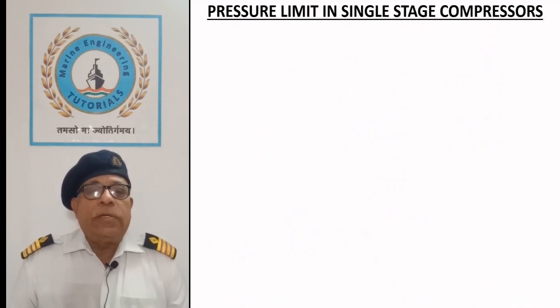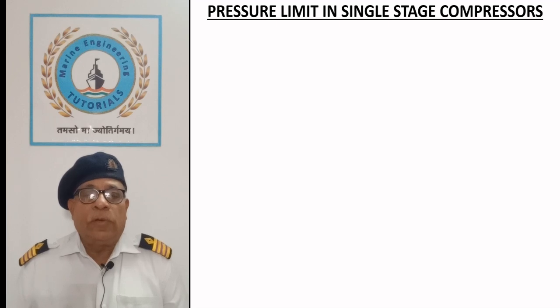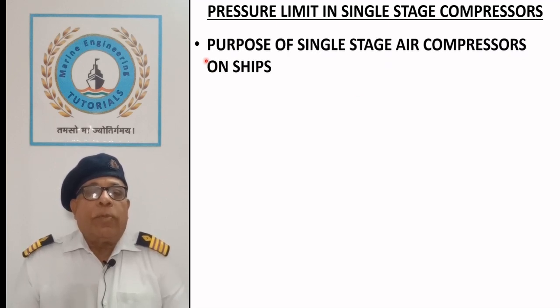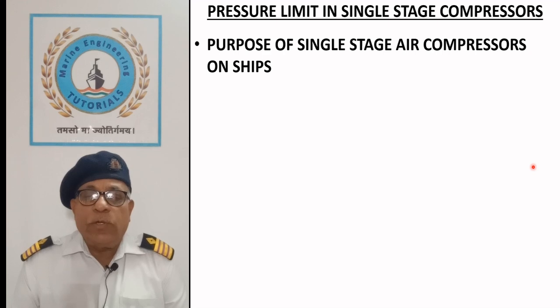Pressure limit in single stage compressors. Purpose of single stage air compressors on ships. Single stage compressors are generally used for service or control air. Although service or control air on ships is usually obtained by throttling the starting air to 6 or 7 bar, independent service air or control air compressors with single stage compression are also seen on some ships.